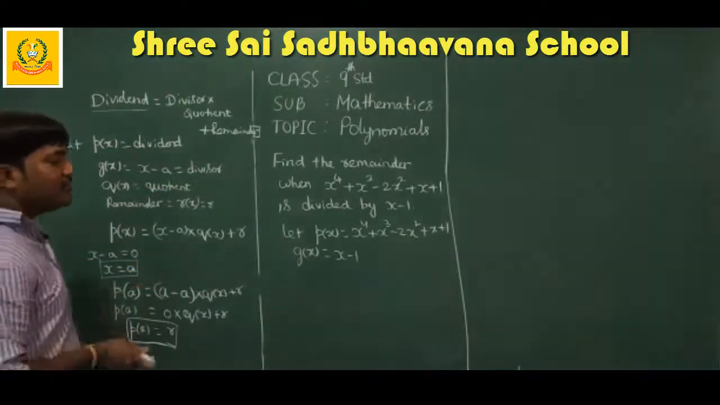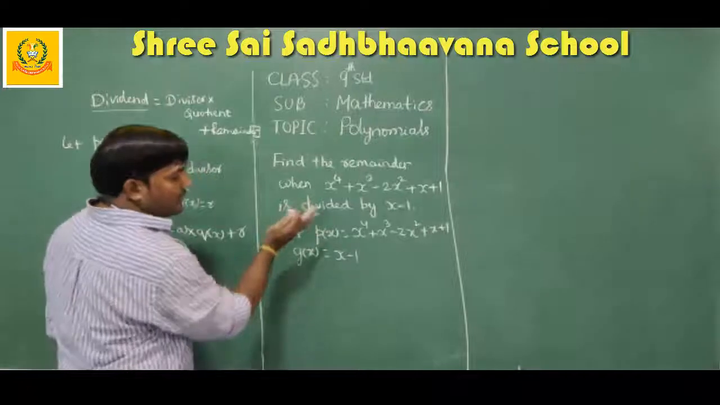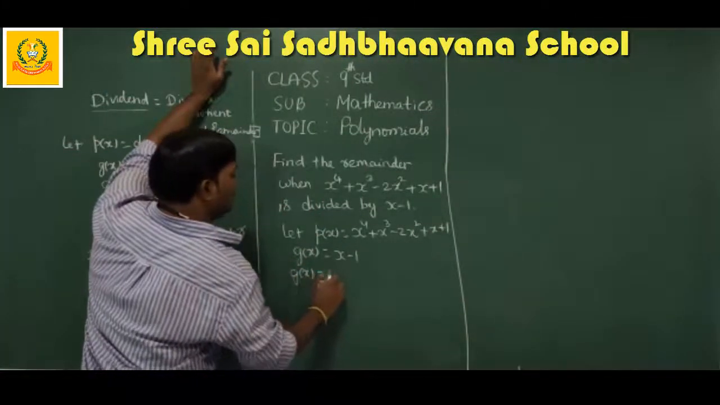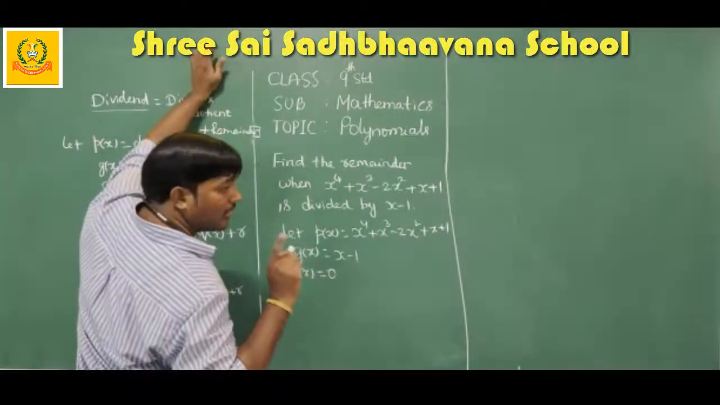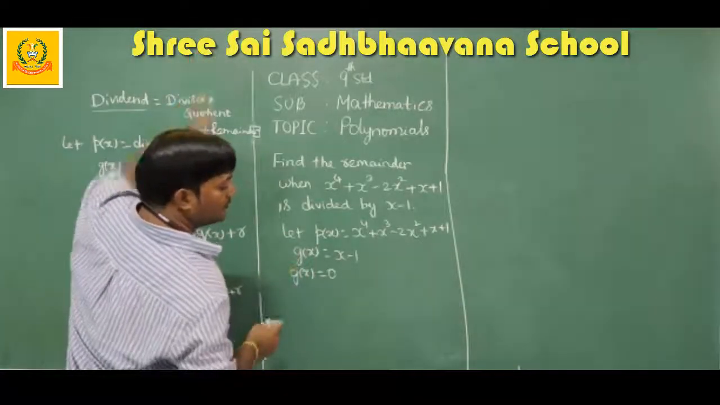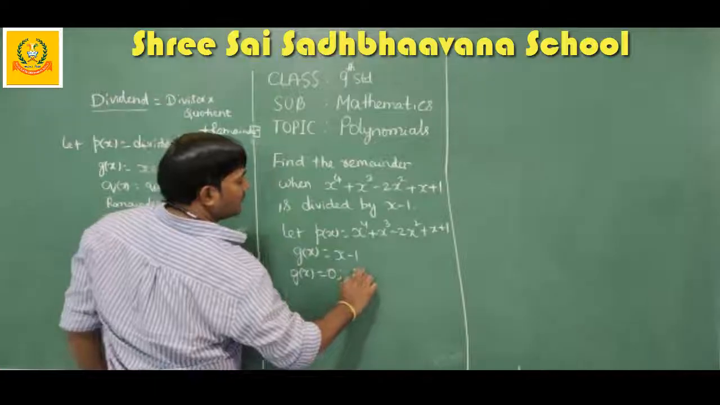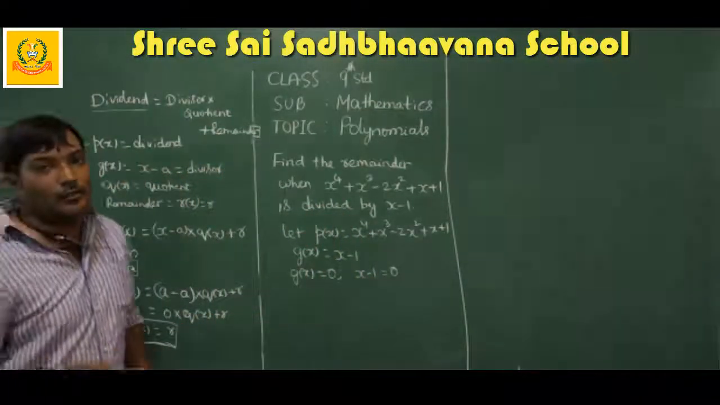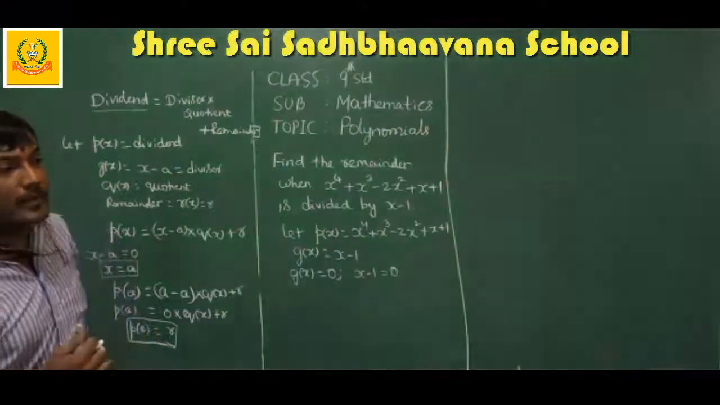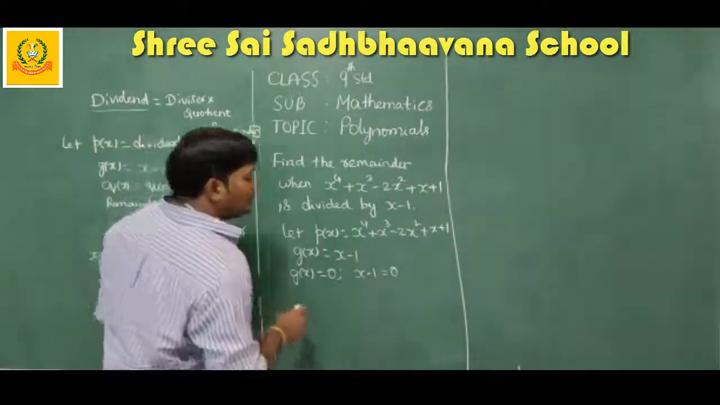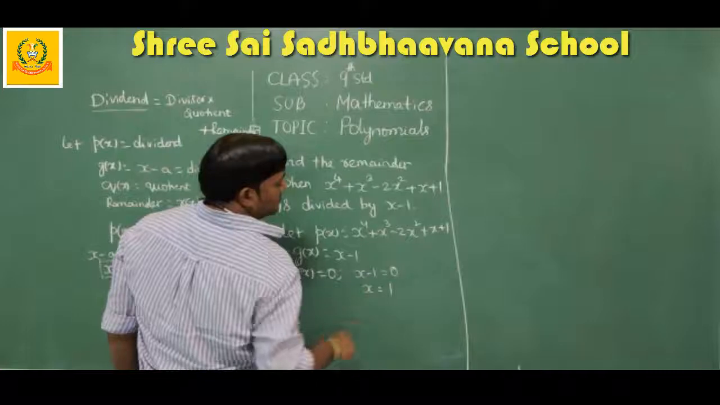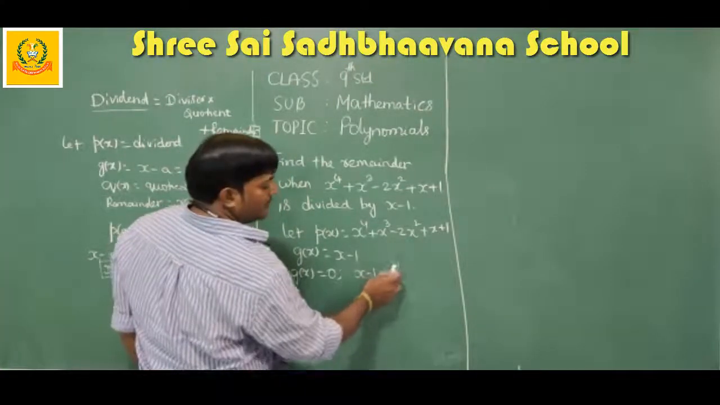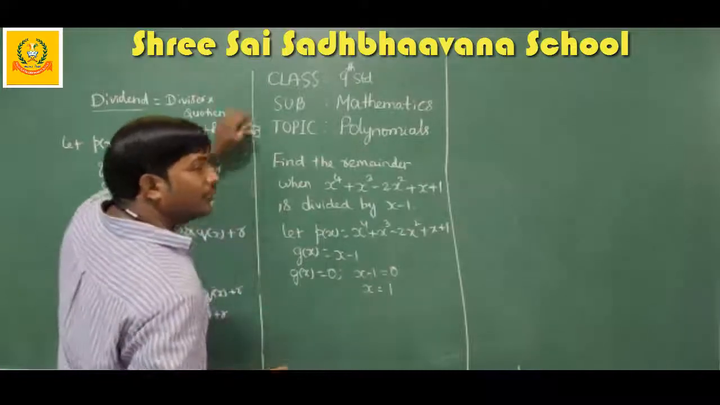So now what is the first step you should do? First you have to write P of x and g of x. Always remember you should equate g of x to 0. When you equate g of x to 0, you are equating x minus 1 to 0. Correct? So what will x become? It will become 0 plus 1, which is 1. We are sending minus 1 to the left side, so x will become 1.